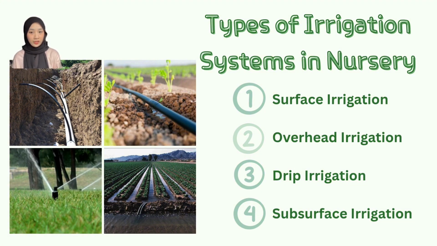The third one, drip irrigation, delivers water slowly and directly to the plant roots through pipes and emitters. Lastly, subsurface irrigation applies water beneath the soil surface directly to the root zone. Each system has its own advantages and is used depending on the crop type, budget, and farm conditions.